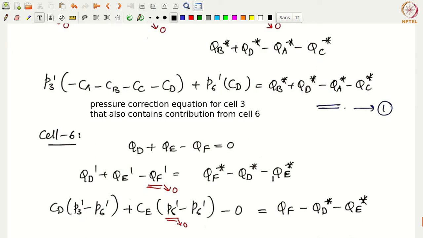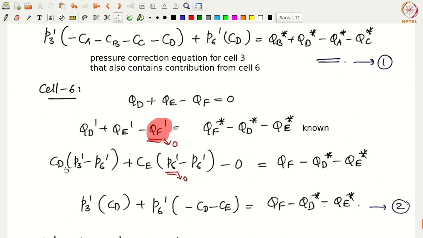So the right hand side here is already known, and because QF is given as 40, QF prime would be equal to 0, right? Because this is given, this is equal to 0, and we can substitute for QD prime in terms of pressure corrections, that is CD times (P3 prime minus P6 prime) plus CE times (P5 prime minus P6 prime) equals QF star, which is nothing but QF, minus QD star minus QE star, which is already known. And P5 is given, so as a result P5 prime is 0.